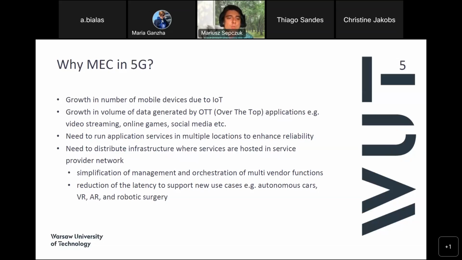And moreover, to meet the requirement for critical services, there is a need to run application services in multiple locations to enhance their reliability. And what is more important, there is a need to distribute infrastructure where services are hosted in the service provider networks, and this can simplify the management and orchestration of multi-vendor functions, and especially reduce the latency in the context of new use cases, new scenarios such as autonomous cars, virtual reality, or robotic surgery.